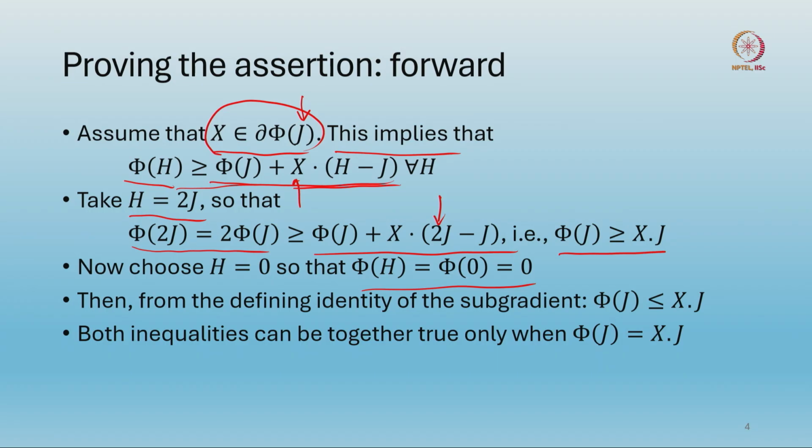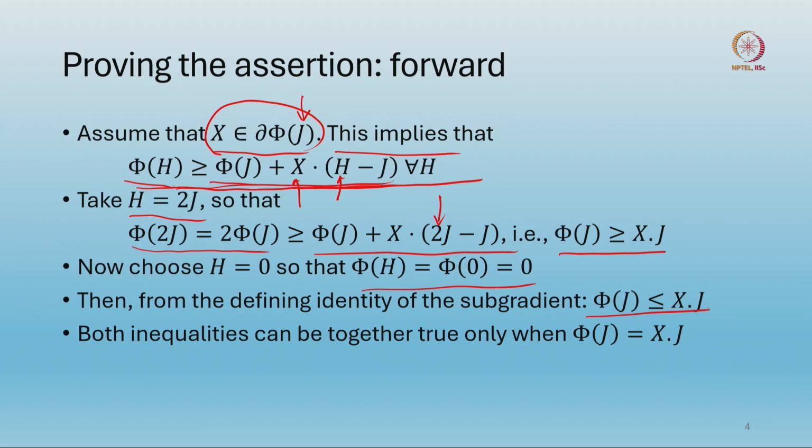Then again use the defining identity for the subdifferential, that is phi h greater than or equal to phi j plus x inner product h minus j, where h in this particular case is 0. Then phi h is 0, and you have minus x inner product j. So, if you put them together you get phi j less than or equal to x inner product j.